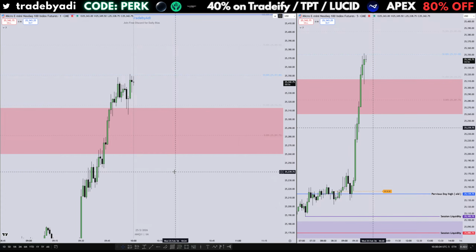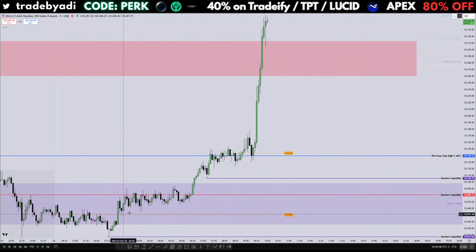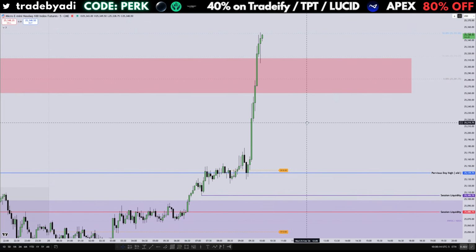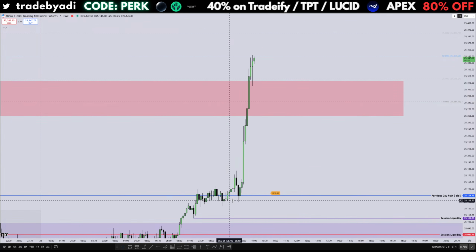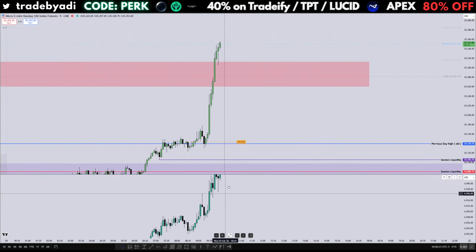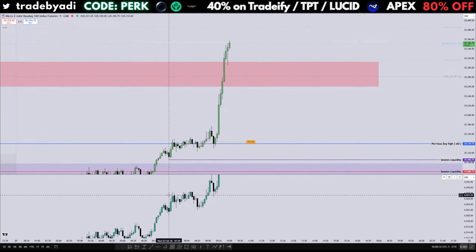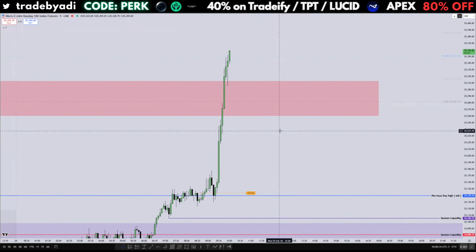Because what happens most of the time, okay, if we do have failure swings over here and also over here, and if price is not doing any kind of manipulation, or there is no SMT with ES also. If you check it, we don't have any SMT. You can call this an SMT, but most of the time it is also going to fail. We need an SMT with session liquidities.